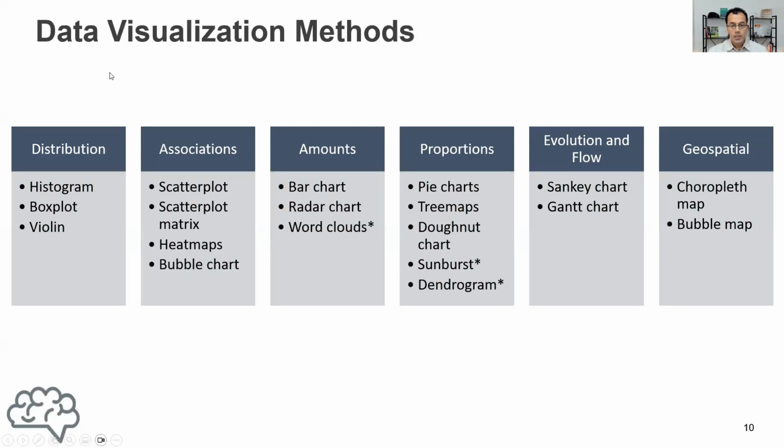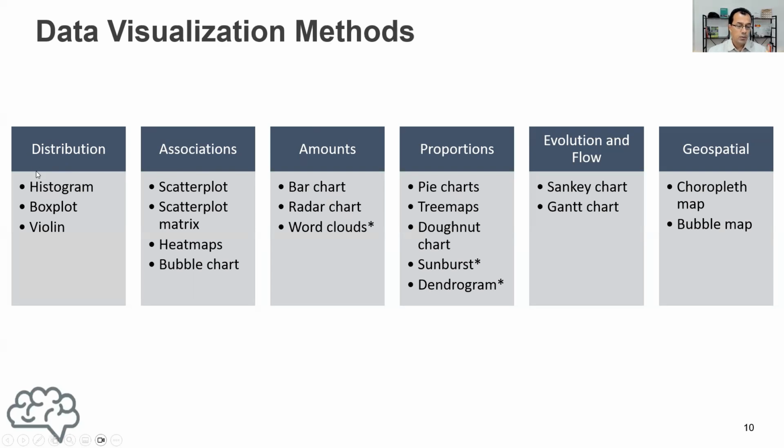One important thing for us is that we can organize the many visualization tools in different ways. If you search the literature, you're going to find various ways of organizing the many graphs and the many data visualization tools. The way that we chose to do here was based on what you can observe from the data, or what are the relationships that you can find from the data and within the data. So the organization that we did here was on distribution, associations, amounts, proportions, evolution and flow, and geospatial. Let's go quickly into each one of these.